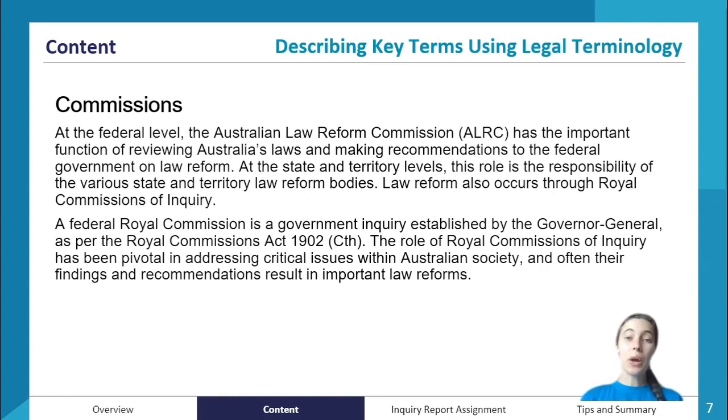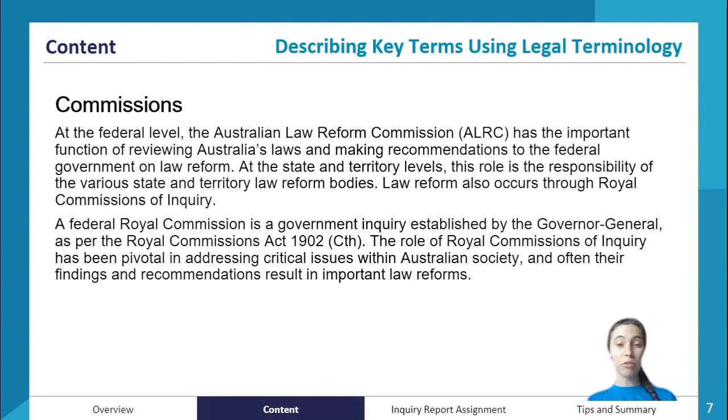So first of all, we're going to be going through and just describing a whole bunch of key terms that you need to know. And this is all about being able to understand things and describe them using legal terminology.